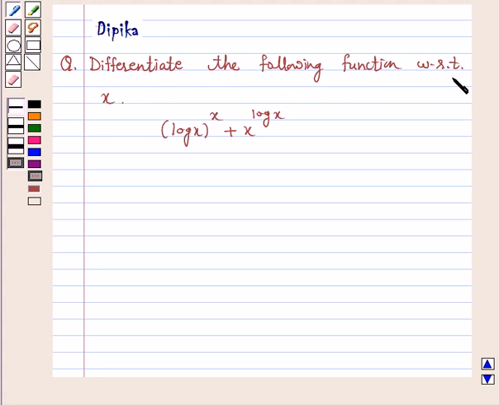Differentiate the following function with respect to x: (log x)^x + x^(log x). So let's start the solution.